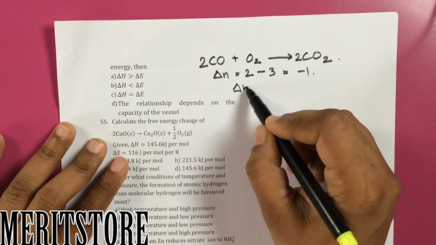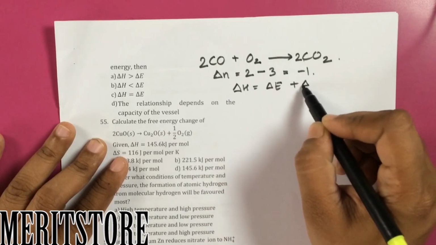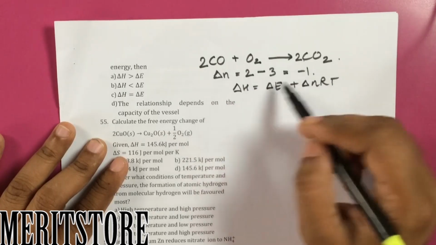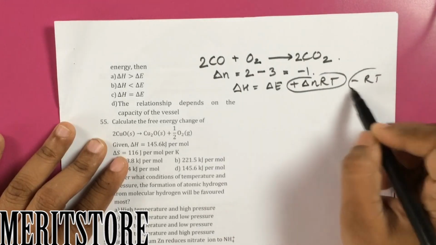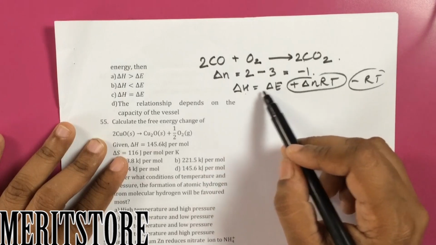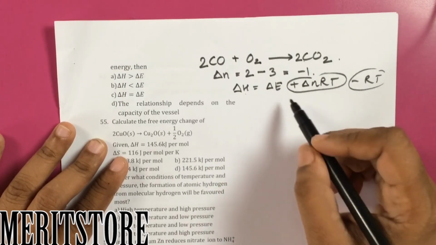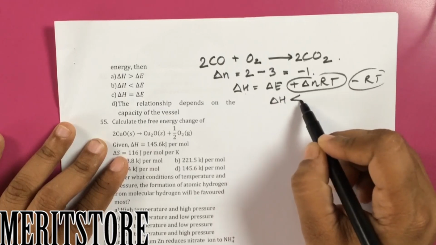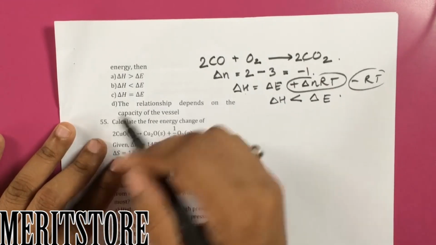We have an equation delta H is equals to delta E plus delta nRT. Now over here delta n is minus 1, so this will become minus RT. Therefore the delta H will be obtained by subtracting RT from the delta E. Therefore delta H is definitely less than delta E. Hence option B.